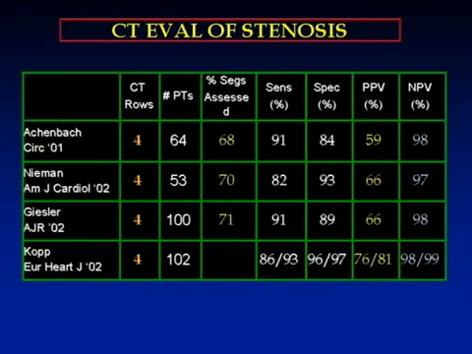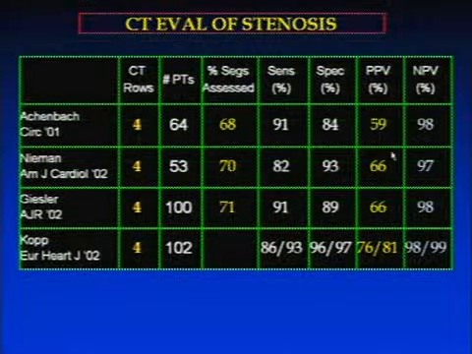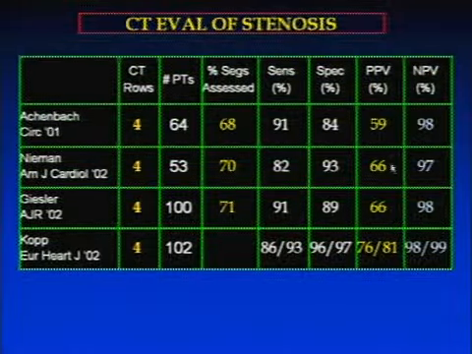So how good is CT in evaluating stenoses? Well, when you look through the literature, it's actually fairly difficult to directly compare studies because different authors have used different criteria for defining what significant stenosis is. But overall, when you look at the literature for the 4-slice CT scanners, you can see that the negative predictive value was very high, between about 97 and 99%. But the positive predictive value was only in the 60% range.